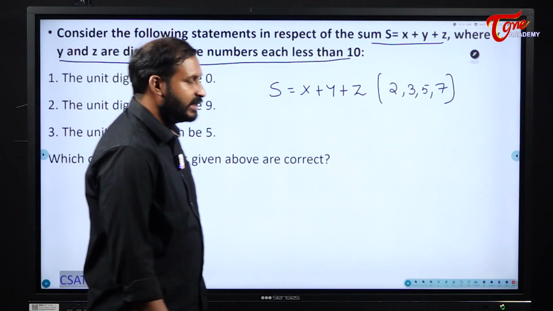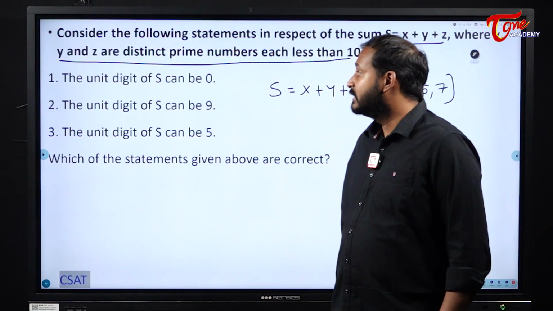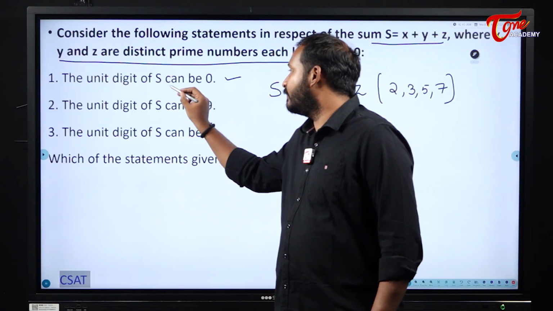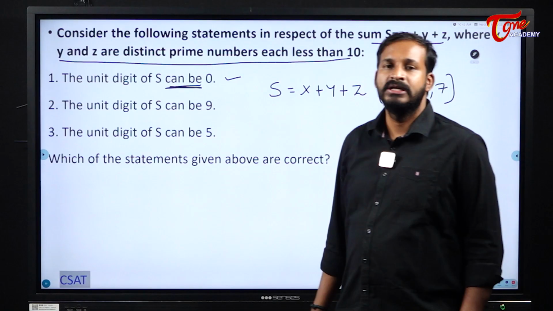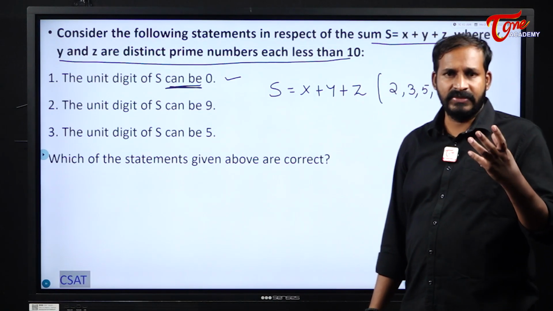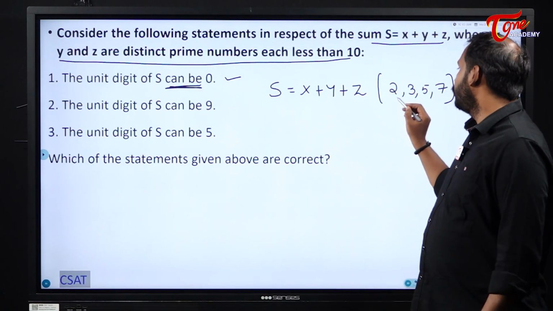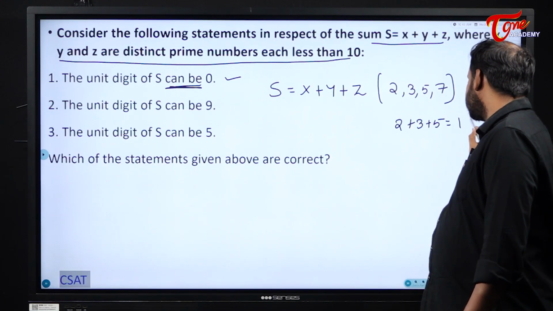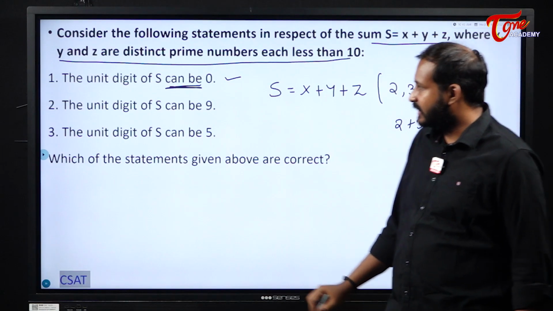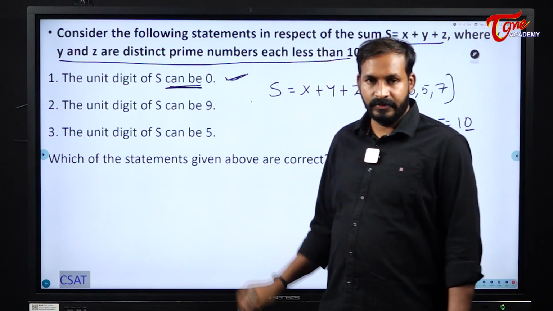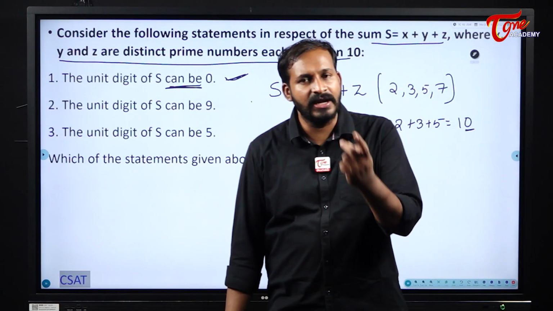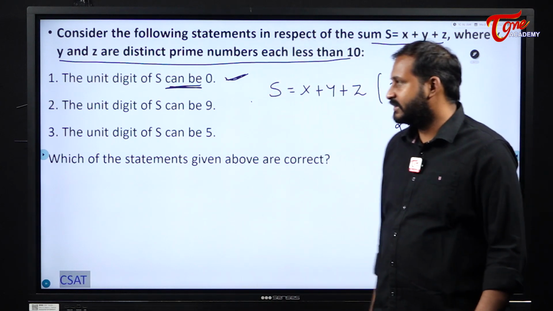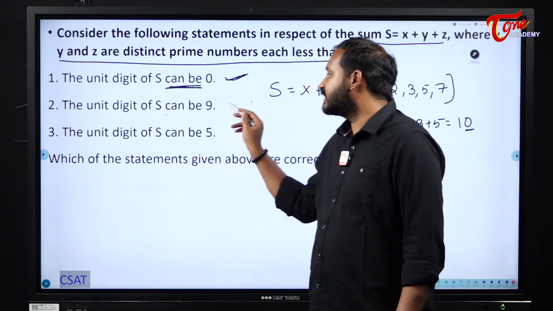Now they have given us three statements. The unit digit of S can be 0. Can be means try to get a value which ends with 0. 2 plus 3 plus 5, what is it? 10. It is ending with 0, right? So yes, this is possible. So can be means if one value is satisfied, that is enough. That one is true.